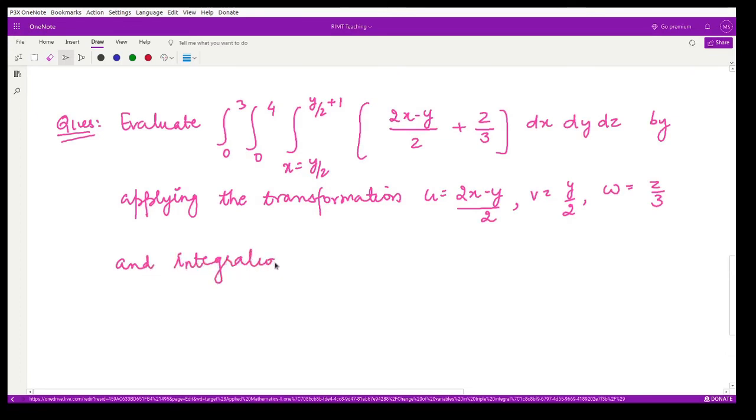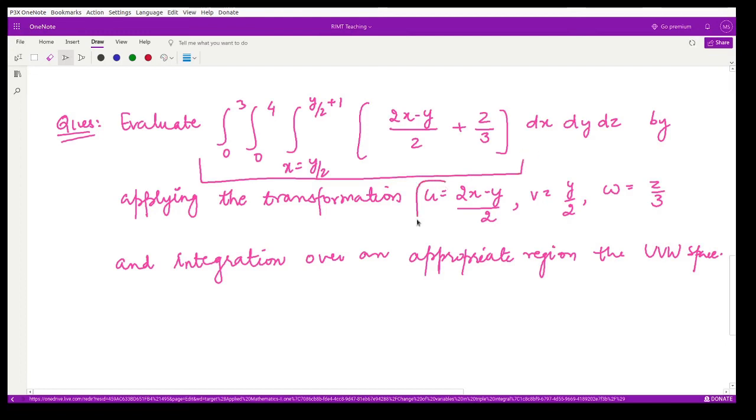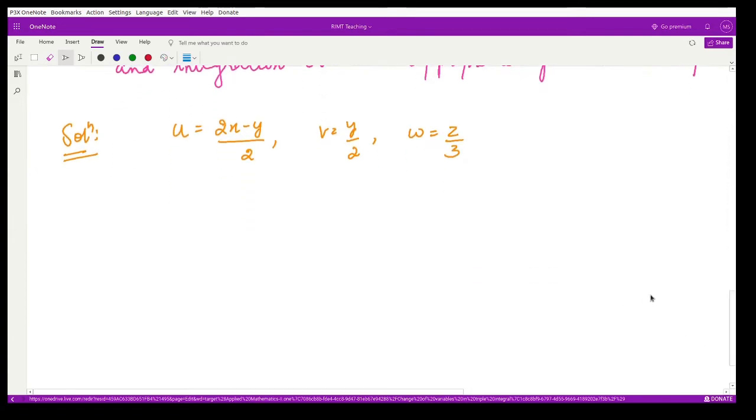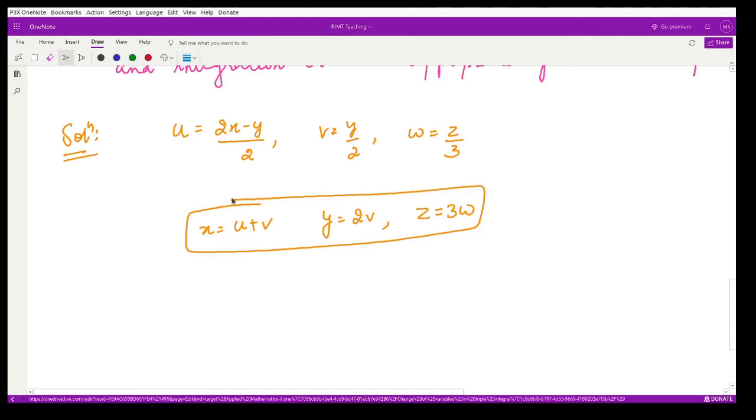The integration is performed over an appropriate region in the UVW space. So that means we have to shift this triple integral first using these transformations into the corresponding UVW form, and then we have to solve it. So let's see the solution. We are given the transformation u equal to (2x minus y)/2, v equal to y/2 and w equal to z/3. So we can calculate from here the values of x, y, z in terms of u, v, w. We obtain z equal to 3w, y equal to 2v, and x equal to u plus v.